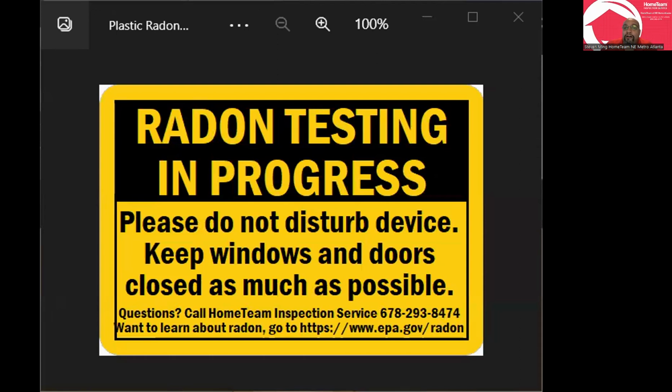We'll actually put a sign on the device like this, which reminds the current occupants not to mess with the device and to keep the windows and doors closed as much as possible. That's important because if the windows and doors are open, it can cause all the air to evacuate out of the structure, causing us to get a false reading of the actual levels of radon. Like I said, we have a tampering detector on this device, so we know if someone has been messing with it and up to something nefarious.